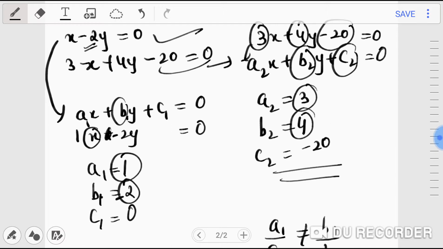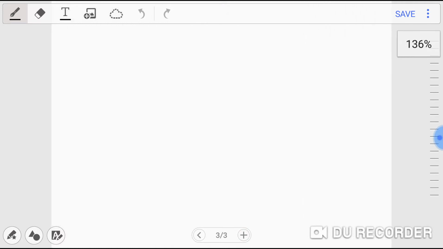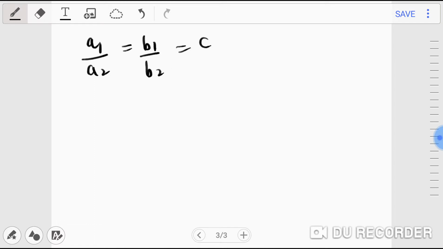Getting my point? If a1 upon a2 is not equal to b1 upon b2, that means the lines will be intersecting and such kind of equations will have only one solution. One solution means the intersection: if two lines intersect on a graph, the intersection point will be only one. So they will have only one solution. Clear?